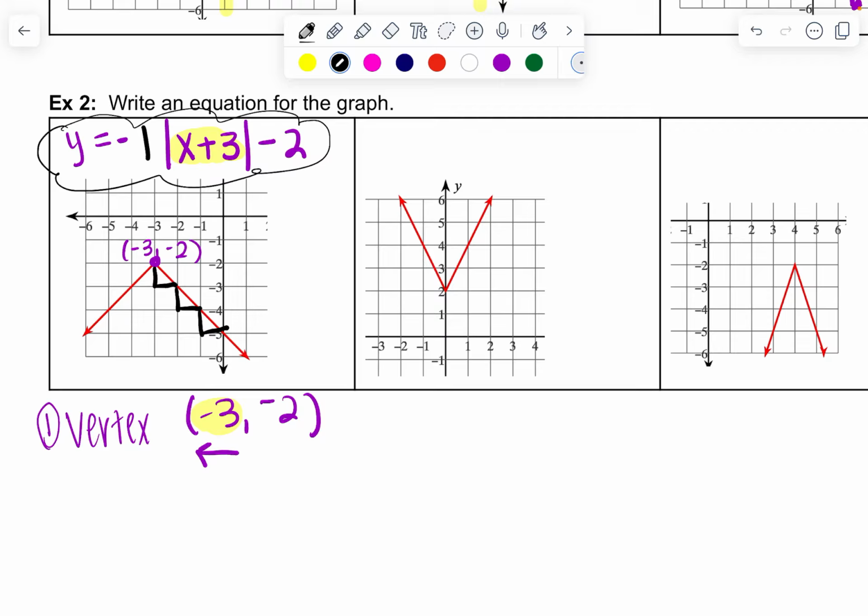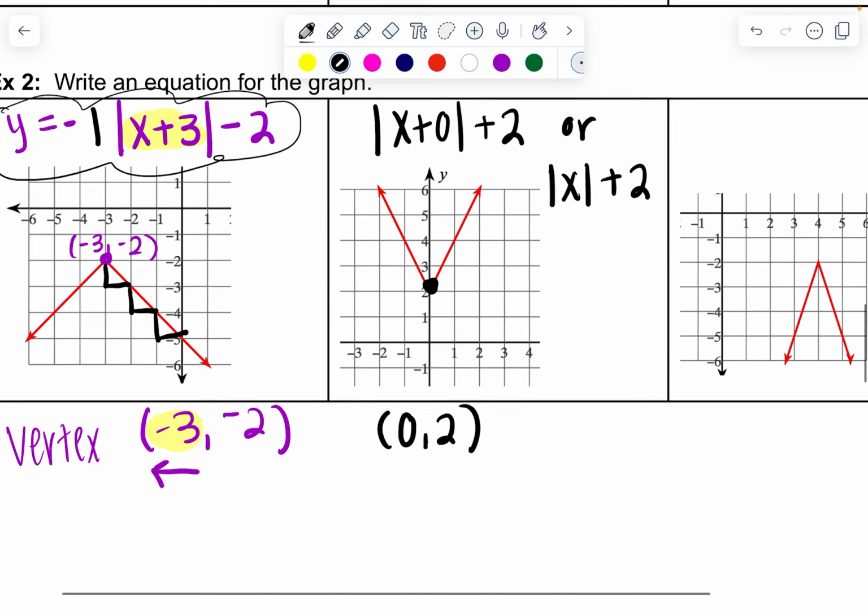Let's try another one. First, we'll find the vertex. My vertex here is at (0, 2). 0, you're not moving left or right at all. You have a couple different options for this one. You could write |x + 0| or |x - 0| plus 2. That's one option. Or you could just put the absolute value of x plus 2. Either one of those works. They mean the same thing.